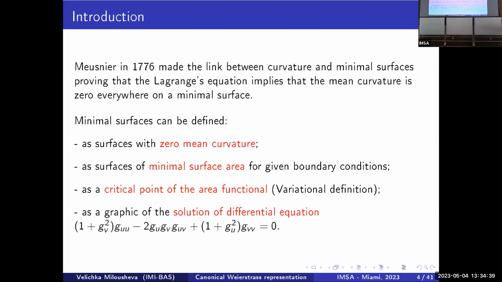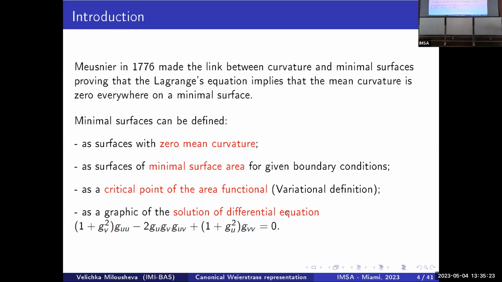Actually, Meusnier in 1776 made the link between the curvature and the minimal surfaces, proving that the Lagrange equation actually implies that the mean curvature is zero everywhere on a minimal surface. So the minimal surfaces can be defined in different ways. They are usually defined as surfaces with zero mean curvature, but they can also be characterized as surfaces of minimal surface area for given boundary conditions, or as a critical point of the area functional, or as a graph of the solution of this differential equation.